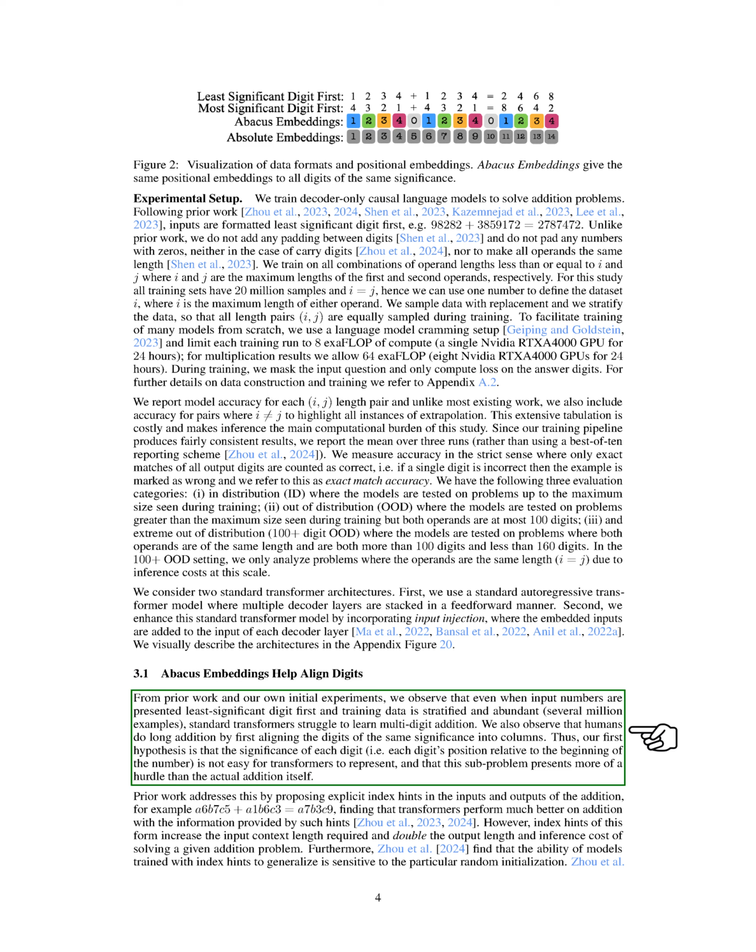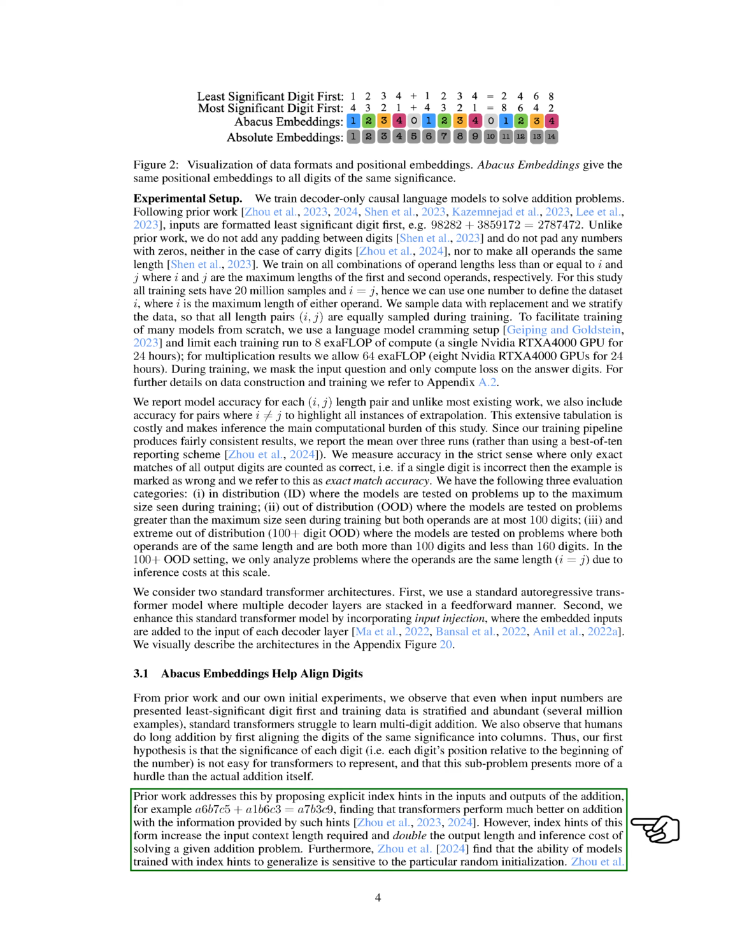In this section, we observed that standard transformers struggle with learning multi-digit addition, even when the input numbers are presented least significant digit first and there is abundant training data available. We noticed that humans align digits of the same significance into columns when performing long addition. Our hypothesis is that transformers find it challenging to represent the significance of each digit's position relative to the beginning of the number, which makes it harder for them to solve addition problems.